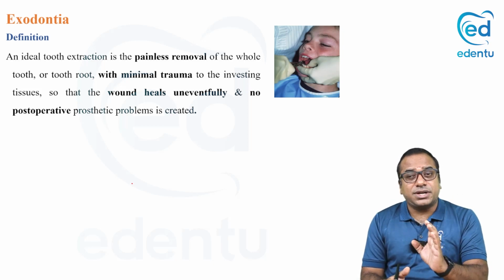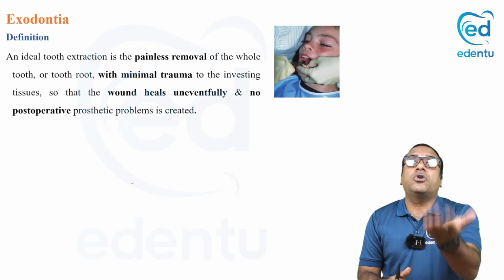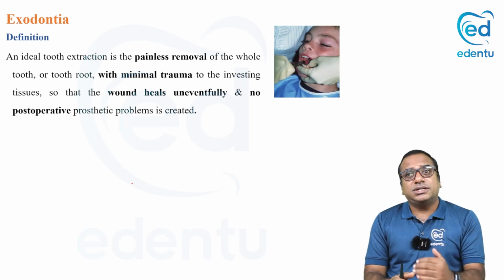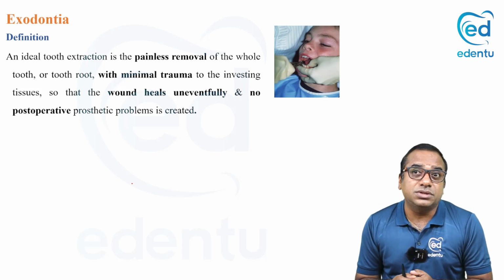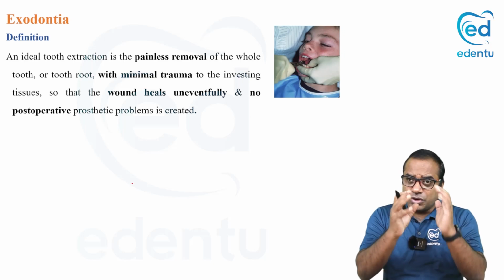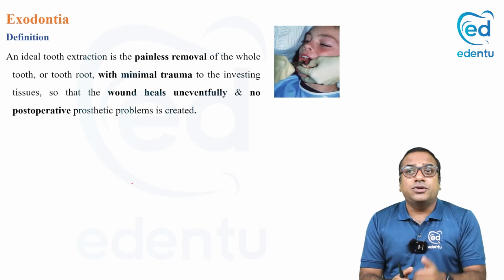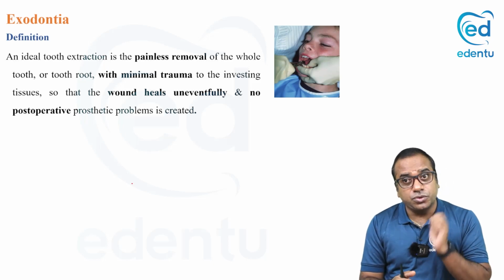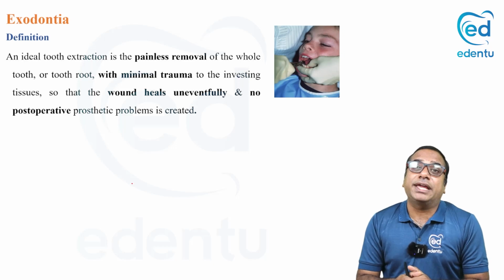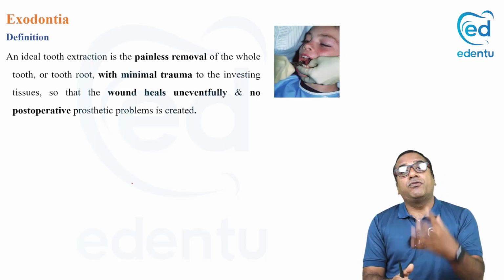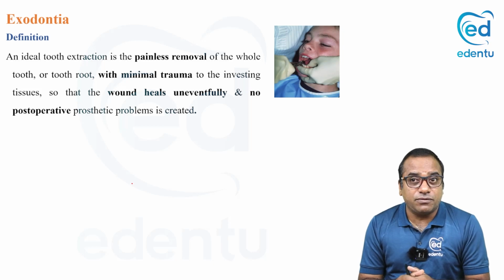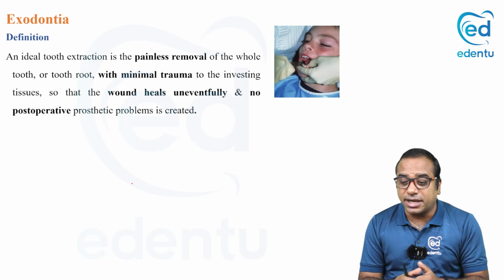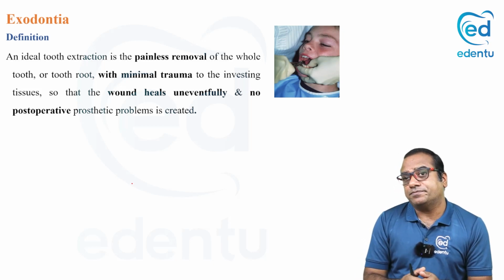So the tooth is extracted, and for the prosthetic part also no complications are created. That means all the spicules, everything, are removed so that straight away the patient can go and get his tooth replaced. So I repeat the definition. An ideal tooth extraction is the painless removal of the whole tooth or the tooth root with minimal trauma to the investing tissues so that the wound heals uneventfully and no post-operative prosthetic problems are created. So this is the definition.